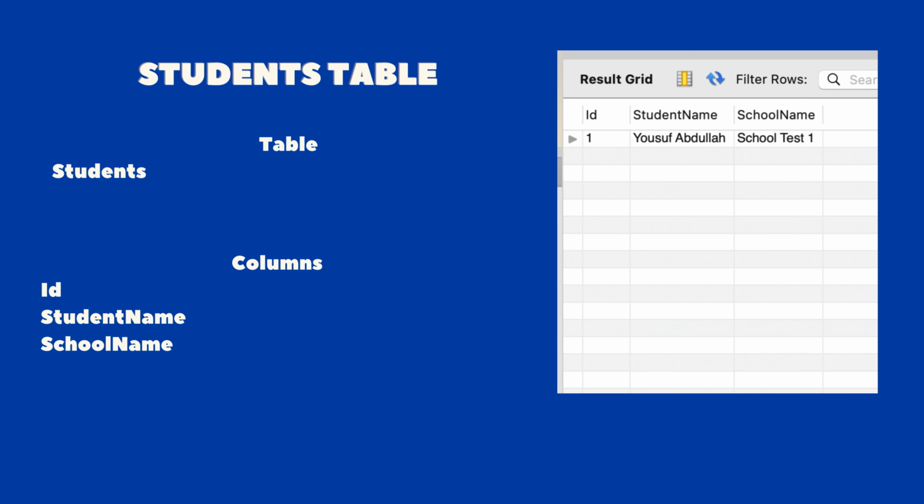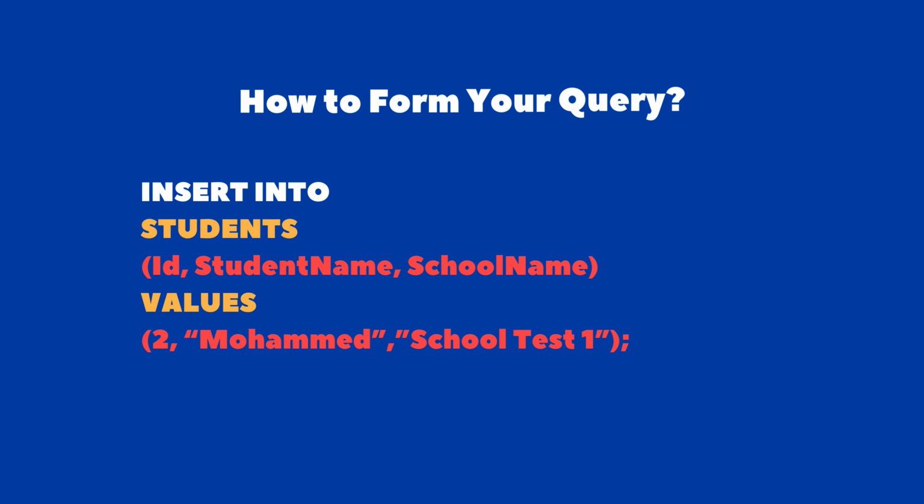As you can see, we have a table called student. In this table there are three columns: ID, student name, school name. We want to insert values here. So how to form our query? The answer is very simple.